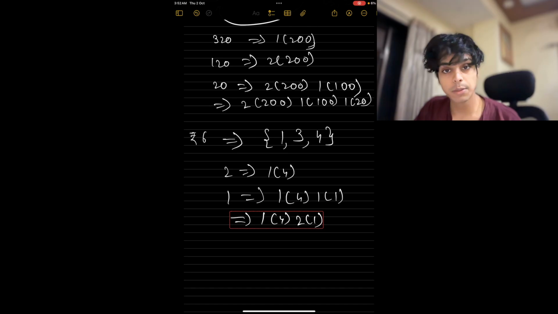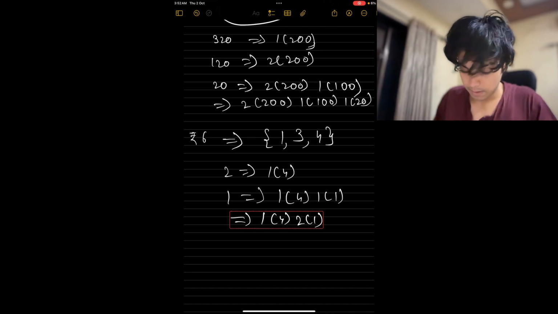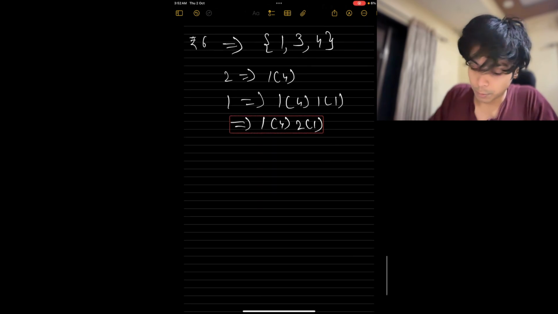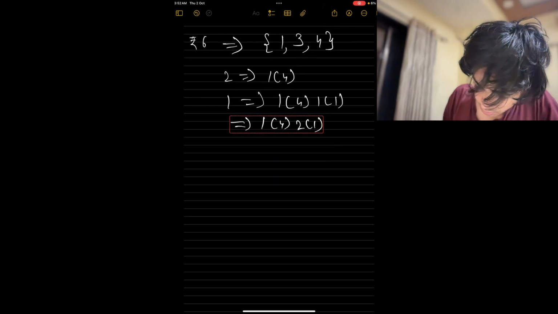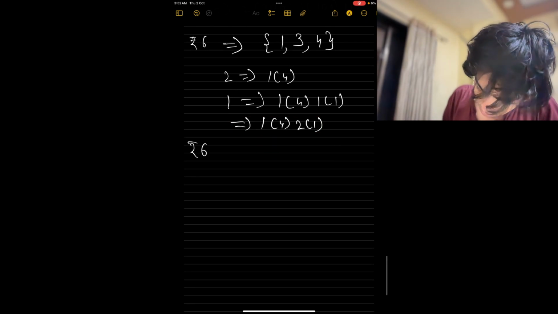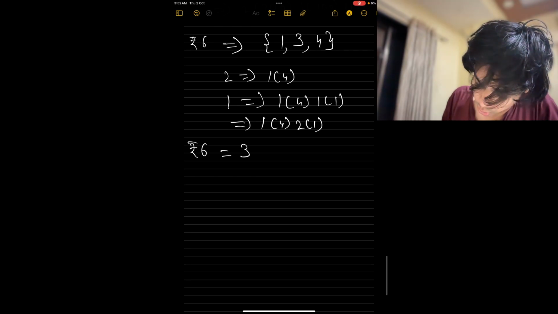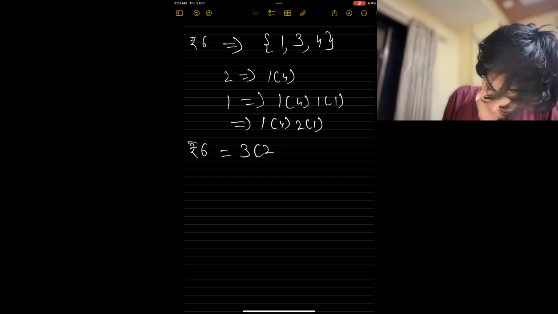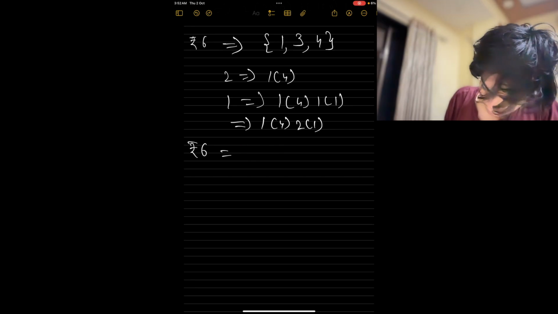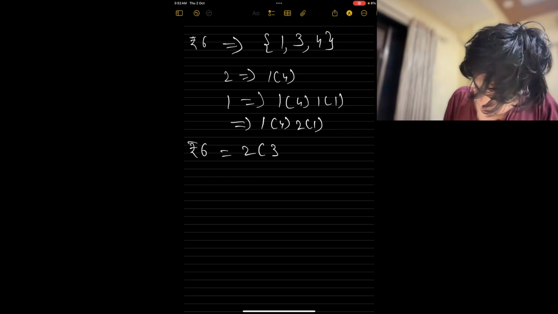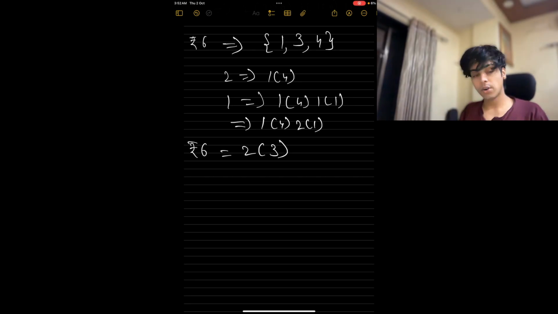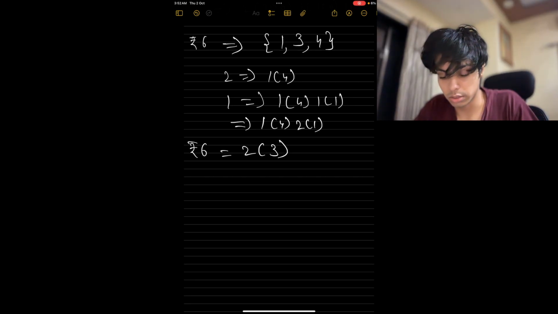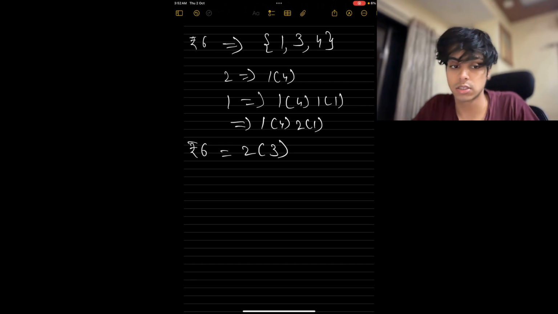But is this really the best solution? No, it's not. Let's consider taking a 3 rupee note here. If at 6 rupees I used a 3 rupee note twice, I would have gotten the solution with just 2 notes rather than 3 notes which my greedy algorithm suggested.